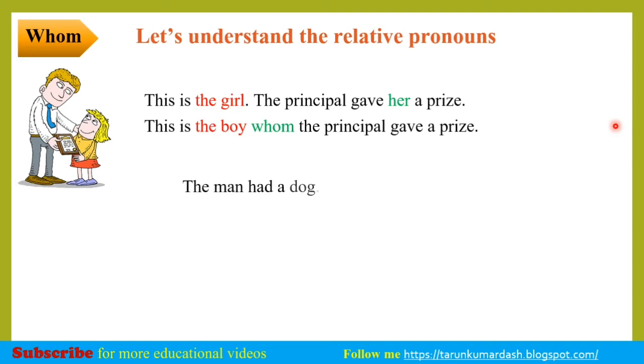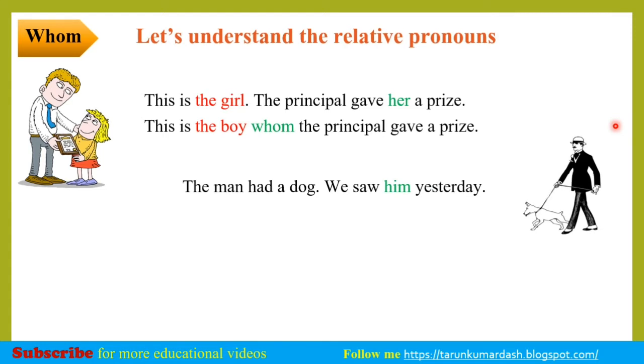Next one. The man had a dog. We saw him yesterday. So here we can ask a question. Whom did we see yesterday? Obviously the word comes him. The him represents the man. So we are using here whom. So now the sentence becomes, the man whom we saw yesterday had a dog.